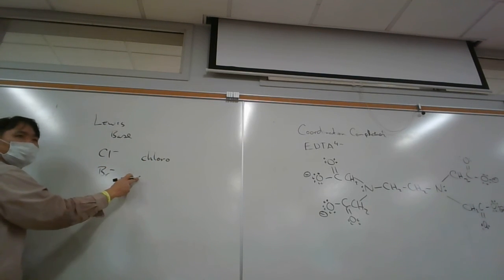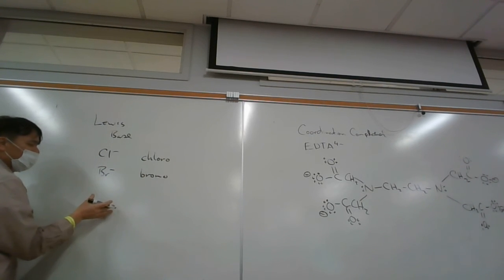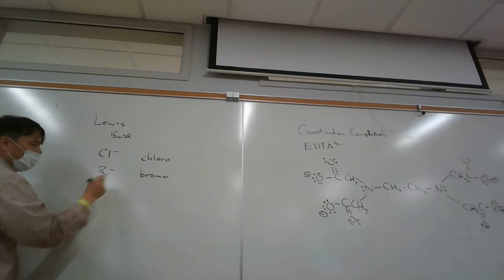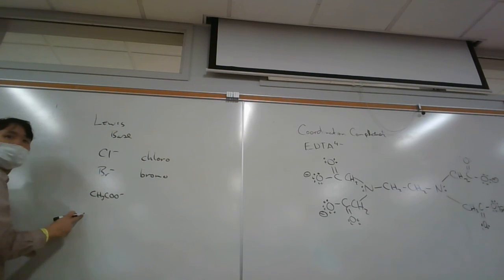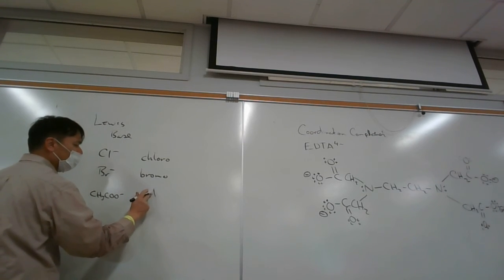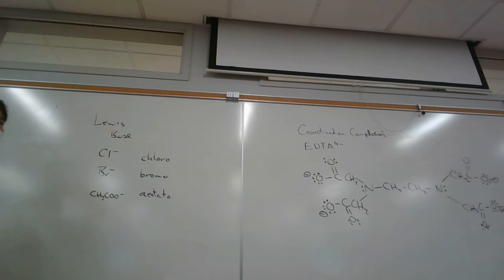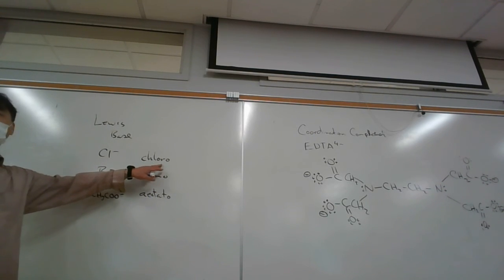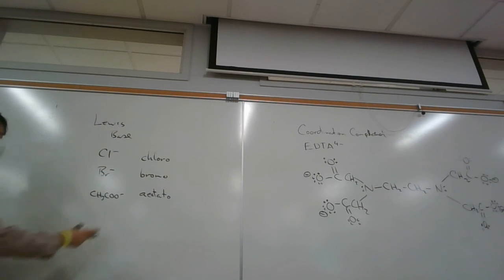Bromide is called bromo. We have other things like this. Acetate is called acetato. And so the pattern is you just change the ending. This is chloride, we call it chloro. We just change the ending to O.